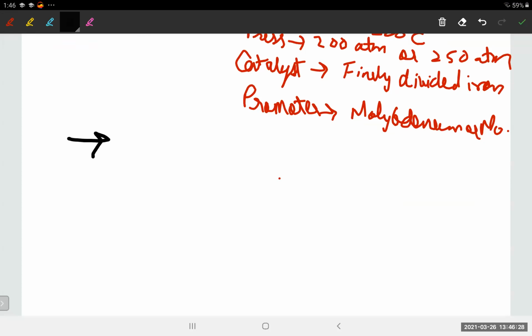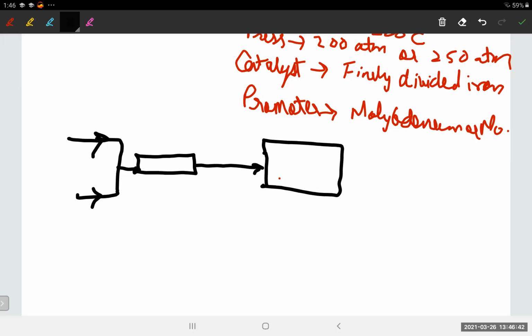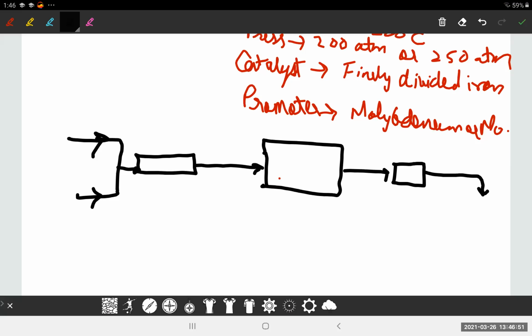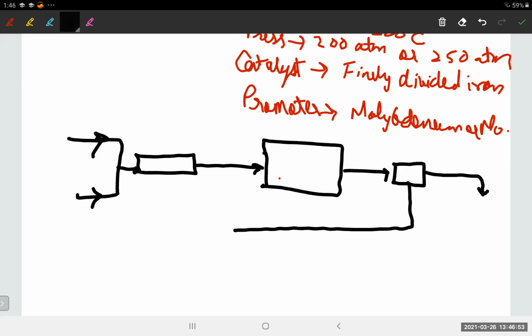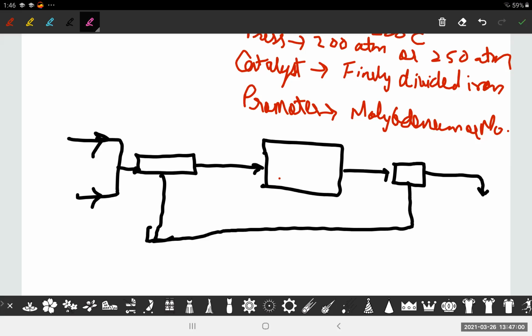Next, if you want to summarize this, we have a flowchart in the book. You can just make it here as well. We have these two gases coming. First they come into the compressor chamber, then into the catalytic chamber in which the catalyst is present, and then into the condenser where they get condensed and liquefied, and then we get liquid ammonia here. If it is not condensed, it goes again to the compressor chamber. I don't think we have to write all the things again.